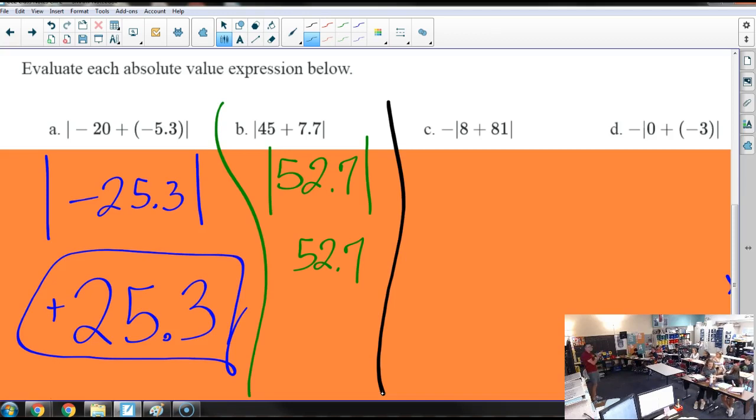So, Nikki, what do you predict we're going to do here since that negative's on the outside? What if these were parentheses?